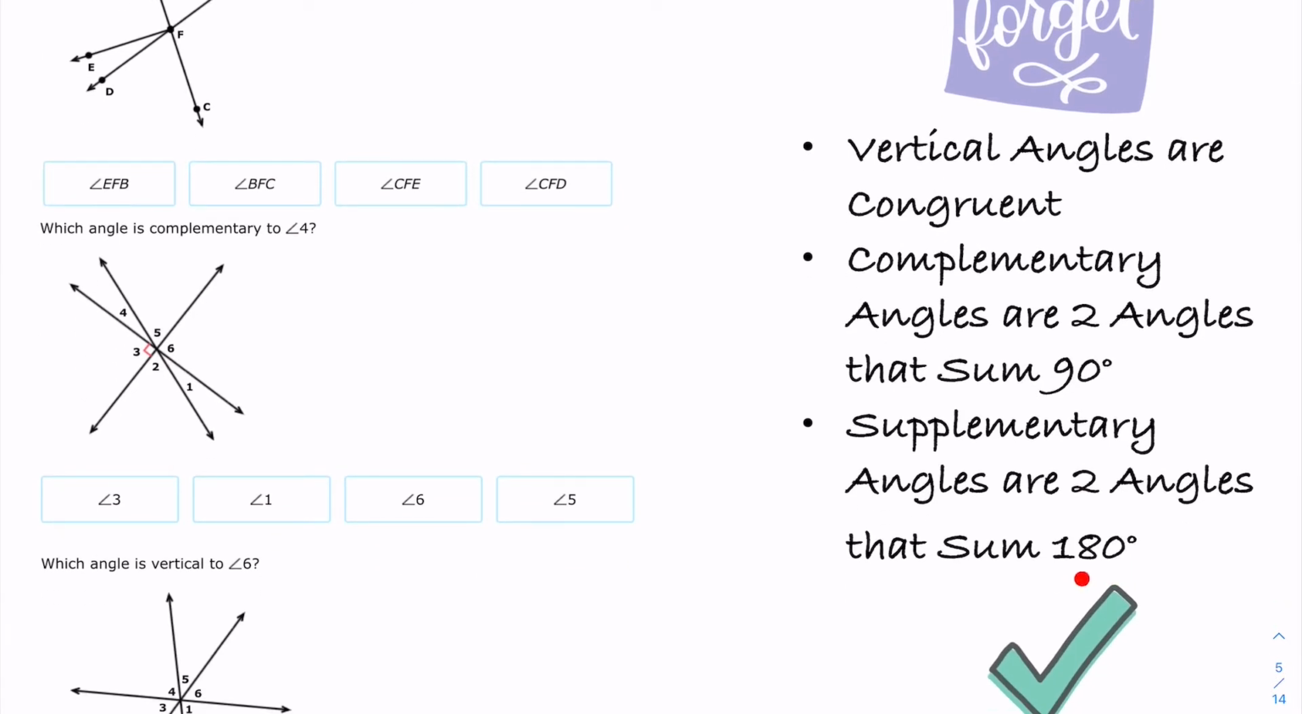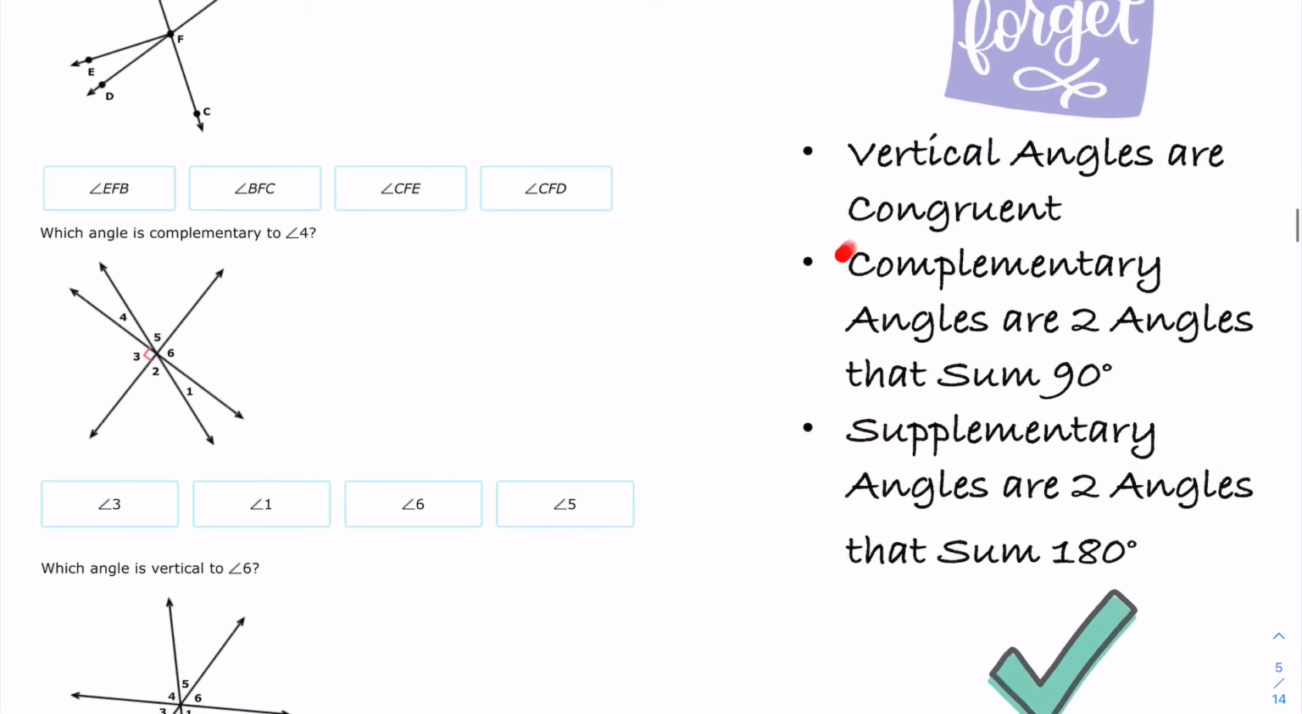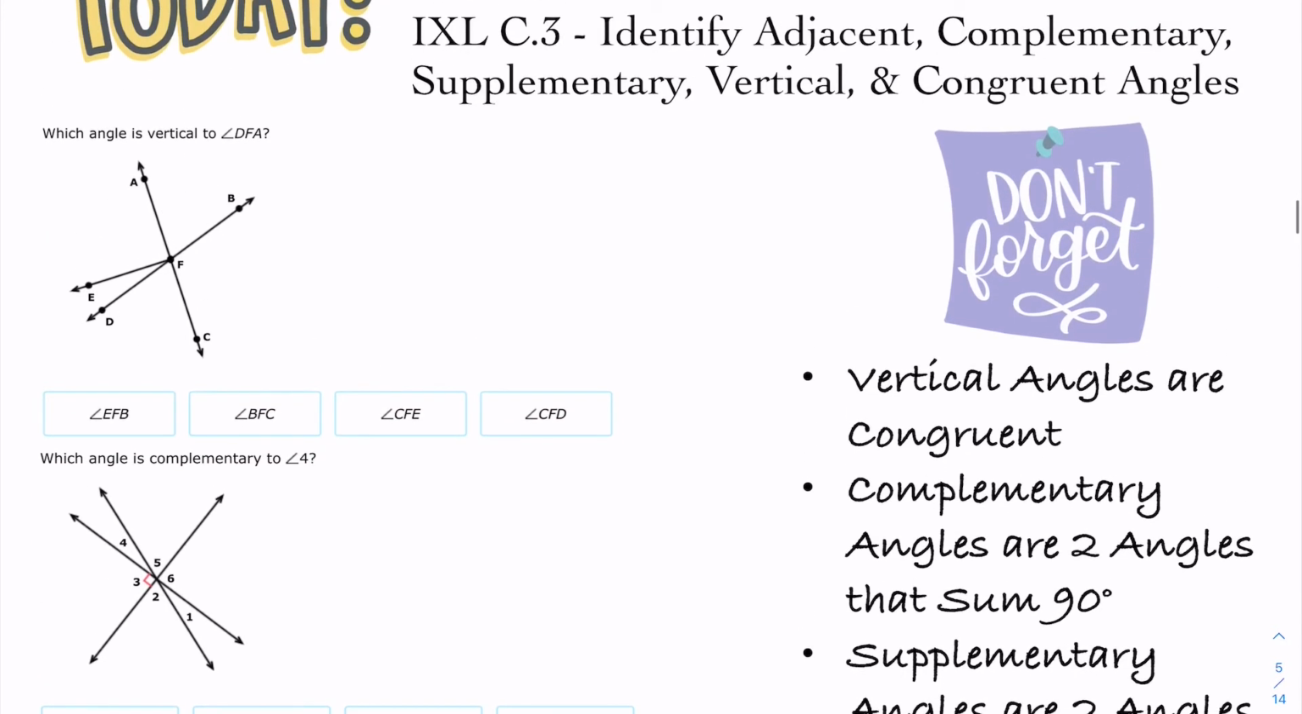180 degrees. So complementary, C, and supplementary, S, the way I remember it is complementary comes before supplementary. C comes before S in the alphabet, and 90 comes before 180 on the number line. So just remember, complementary is two that sum up to 90, and supplementary are two that sum up to 180. Vertical angles are congruent.